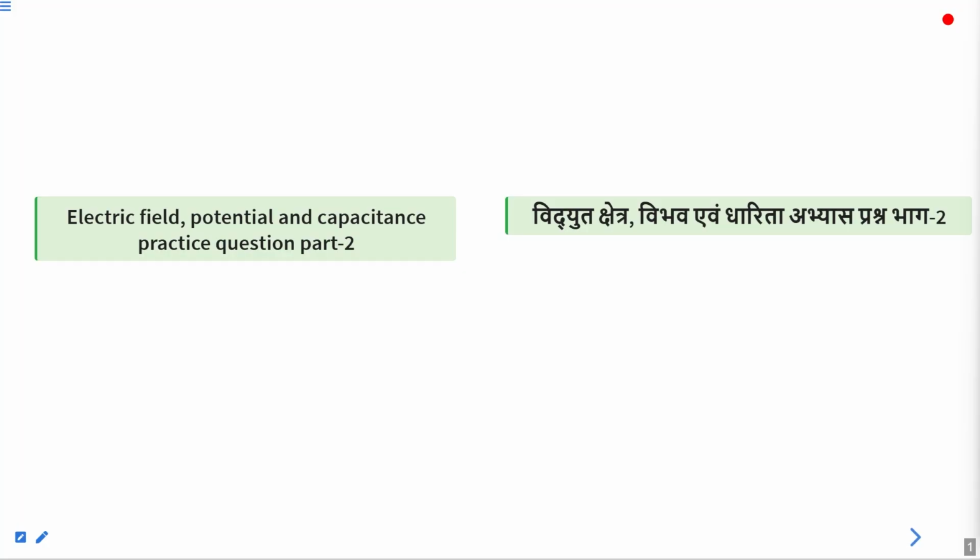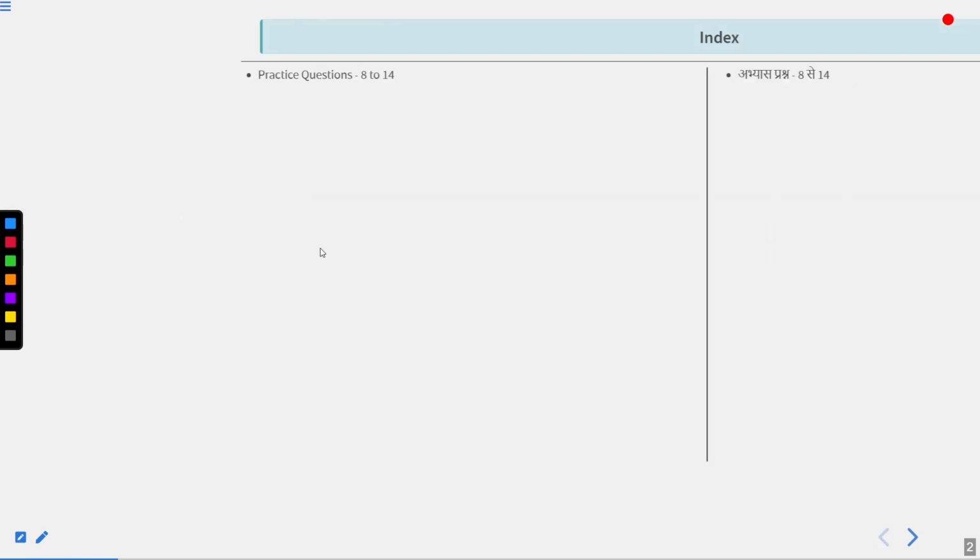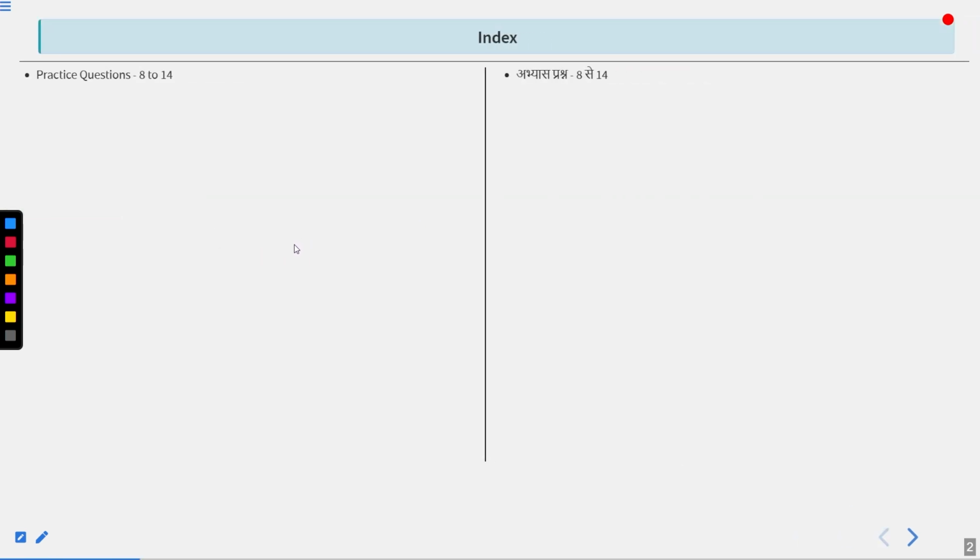Hello students, in today's lecture we will solve some practice questions based on electric field, potential and capacitance. This is practice question part 2, and in this lecture we will cover practice questions from 8 to 14.